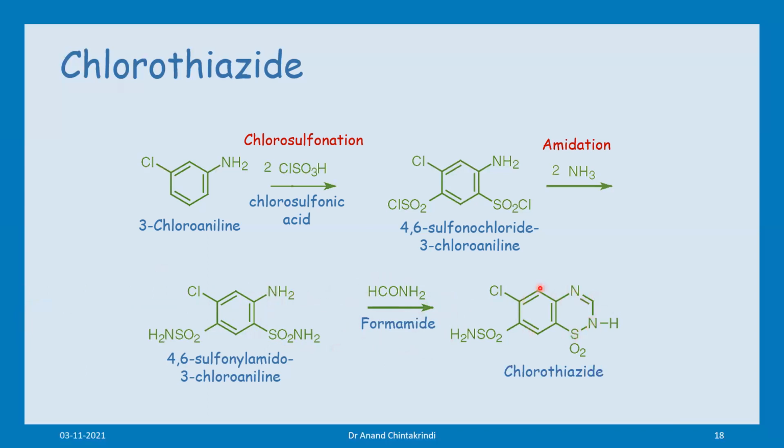Thiazine, benzothiadiazine kind of nucleus with this sulfone part. So this cyclization is taking place here. So the carbon, which forms this thiazine ring, is coming from this formamide molecule or reagent. So this is a cyclization step.